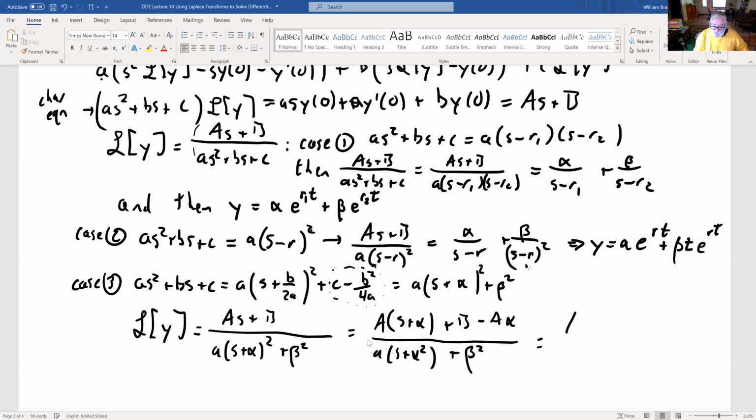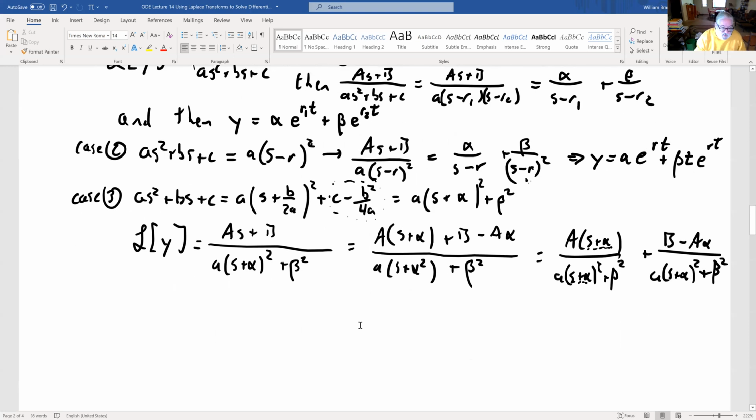And why do I do that? Because I want to rewrite it like this. The exact form of the constants isn't so important, but I need to have an S plus alpha here to match that S plus alpha there. So remember that the Laplace transform of cosine of beta t is S over S squared plus beta squared.